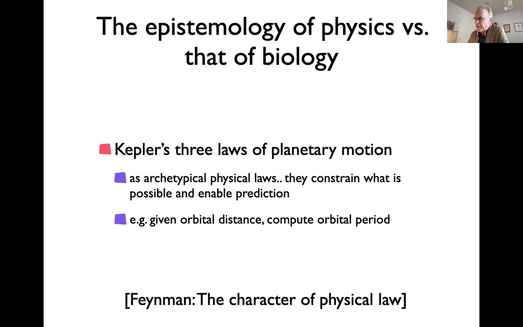You could formalize them as saying they are relationships that enable prediction. So, for instance, one of those laws, remember, says that if you give me the orbital distance of a planet, I can tell you how long its period is, how long it takes to go around the sun once. It's actually a crude approximation only, but that's the nature of that law. That's capturing a constraint. So it says that not all orbital periods are possible. If you have a certain orbital distance, then the period is given.